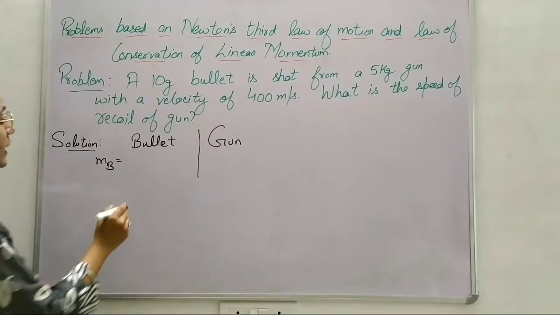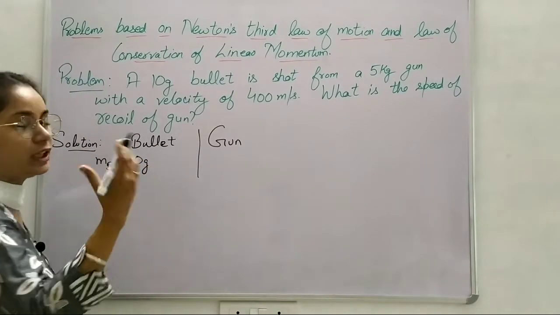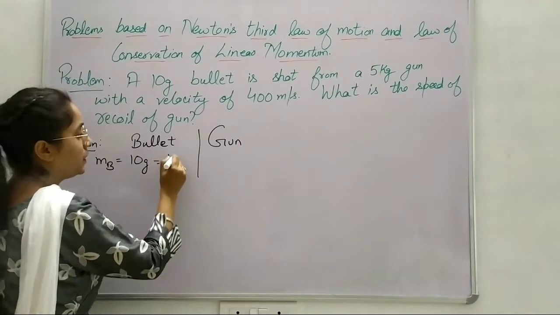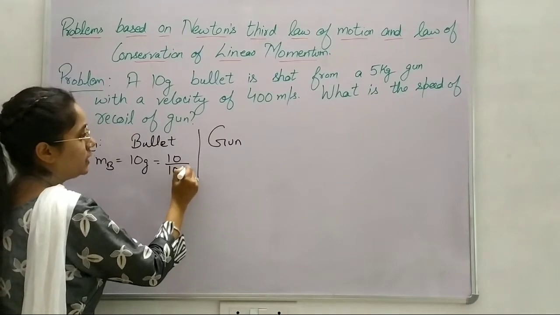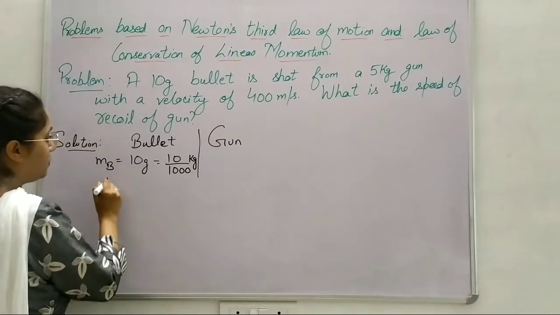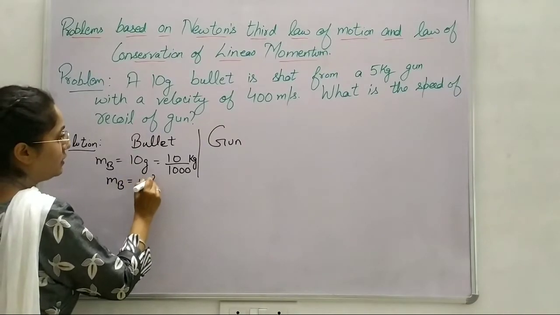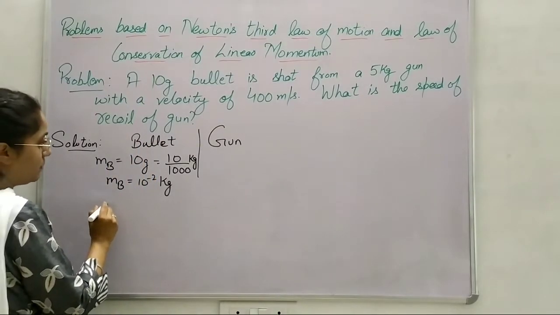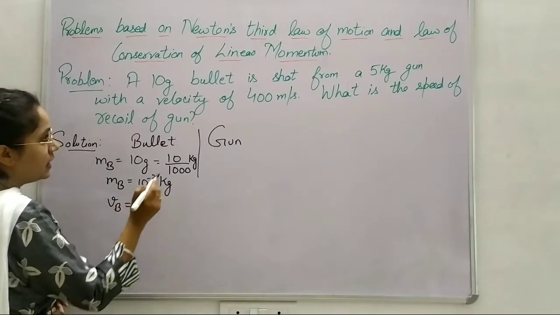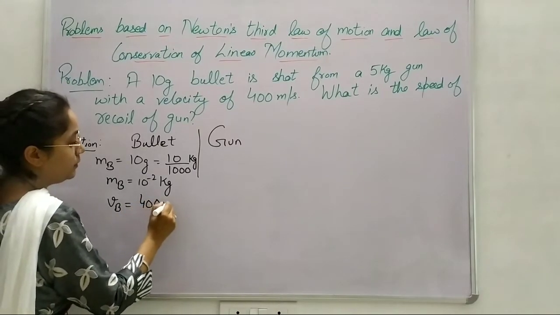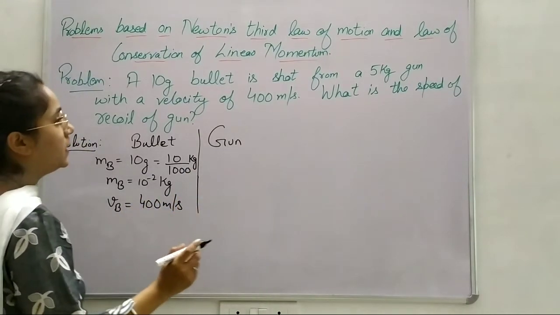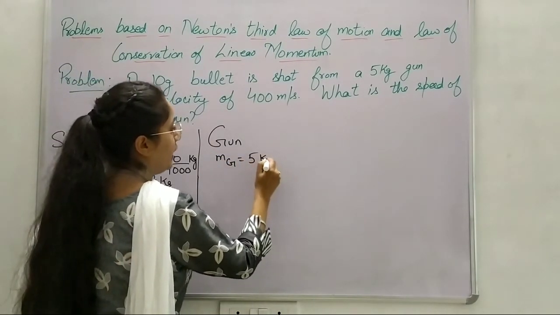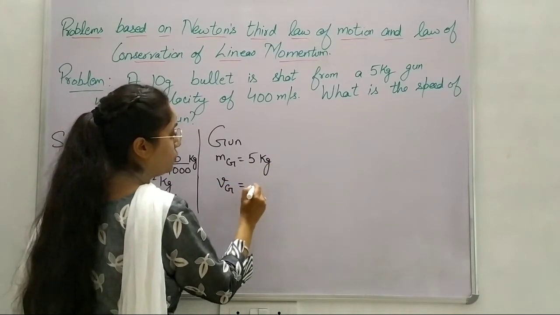MB equals 10 grams, and we have to convert it into kilograms because other units are in SI form. So 1 gram equals 1 upon 1000 kilogram. So we will be left with the mass of bullet as 10 to the power negative 2 kilogram, and then the velocity of bullet, which is the muzzle velocity, we will write as VB equals 400 meter per second. For the gun we have mass of gun as 5 kilogram and the recoil velocity of gun is what we have to find.